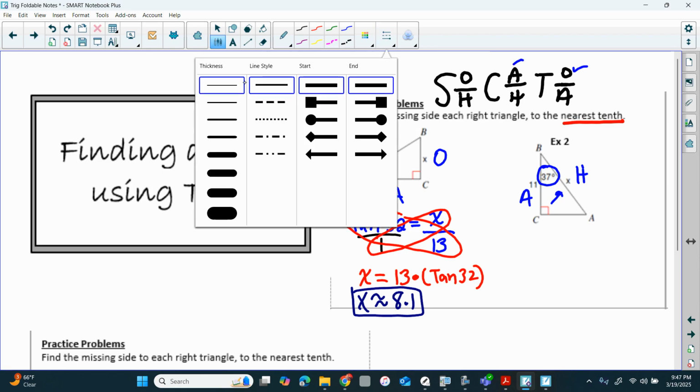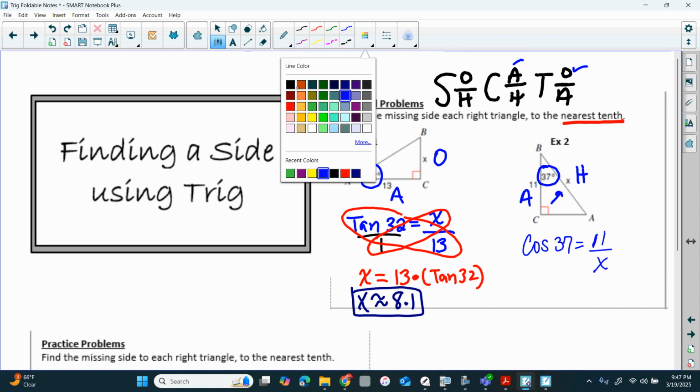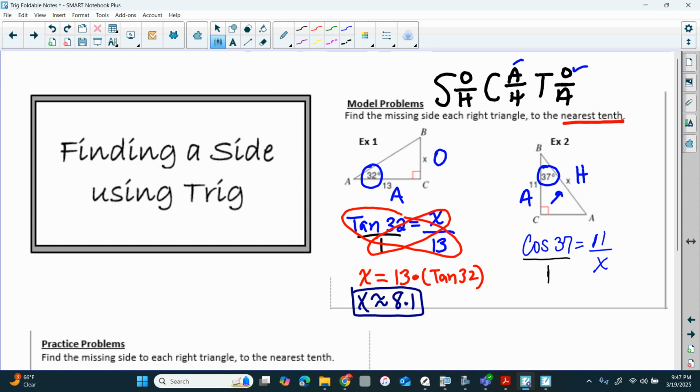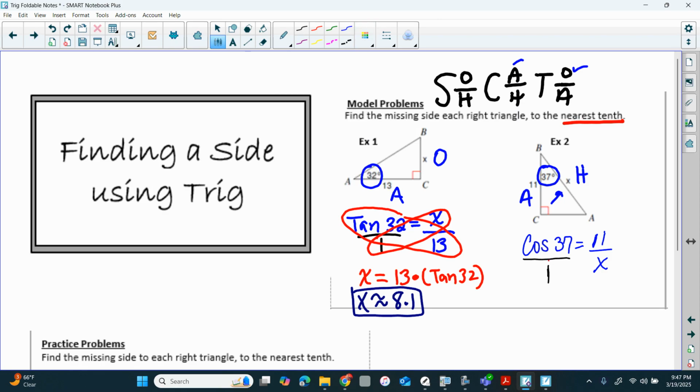So we are going to write the cosine of 37 equals the adjacent side, which is 11 over x. And we're going to put this over 1 so we can cross multiply. That's what we want here. Now this one's slightly different than the one before. When I do 1 times 11, that's going to give me 11. This is going to equal, and then when I cross multiply this variable times the trig, you're going to write x times the cosine of 37.